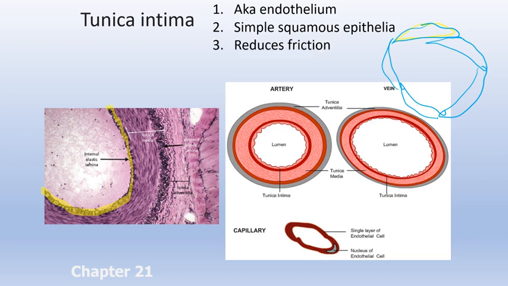The purpose of the tunica interna, I'm sorry, your book calls it the tunica intima. Sorry about that. Either one, doesn't matter. You know what I'm talking about. The one that touches the blood. Its purpose is to reduce friction.